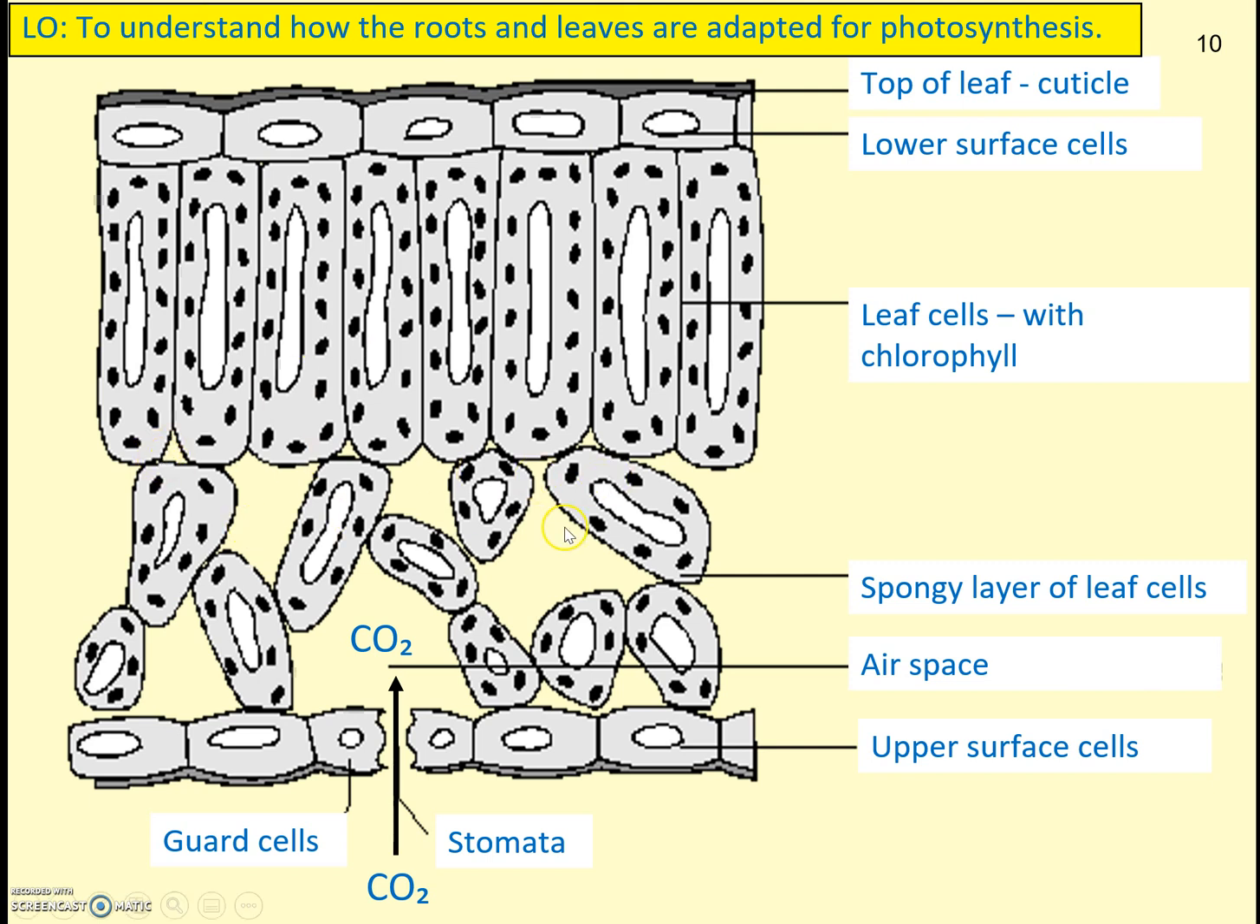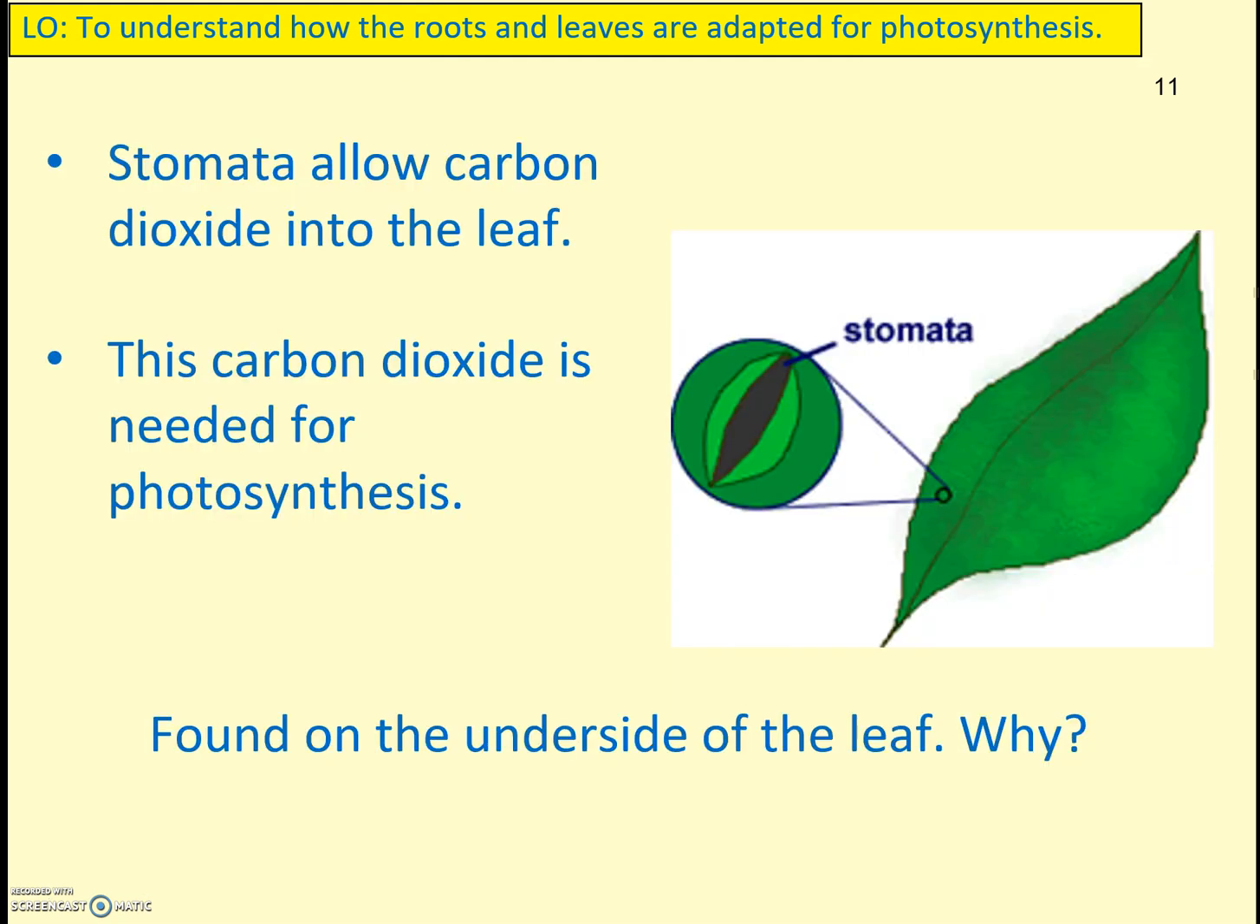This next layer here is where the spongy mesophyll layer is. And these cells, although they're uniform in shape, do not contain as many chloroplasts. These cells are loosely arranged, as you can see. They've got lots of gaps in between, and this is filled with water and oxygen, which allows for gas exchange. So, in summarizing, stomata allow carbon dioxide into the leaf. The carbon dioxide is needed for photosynthesis to take place.